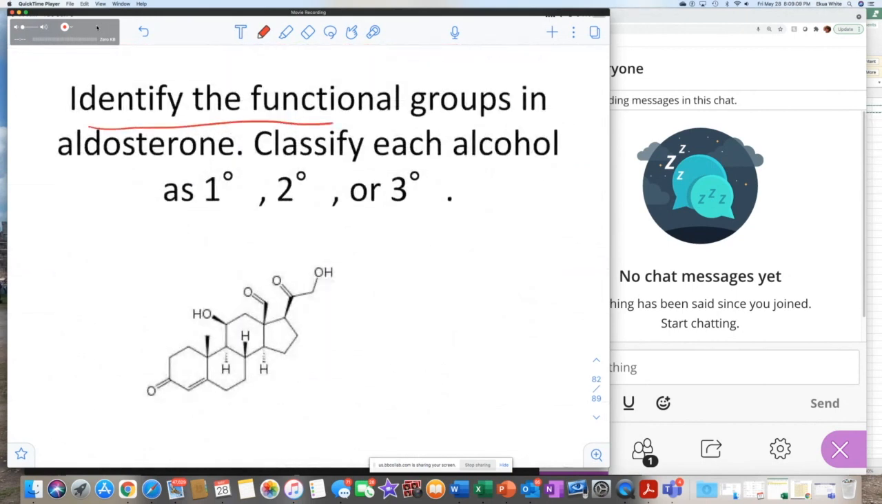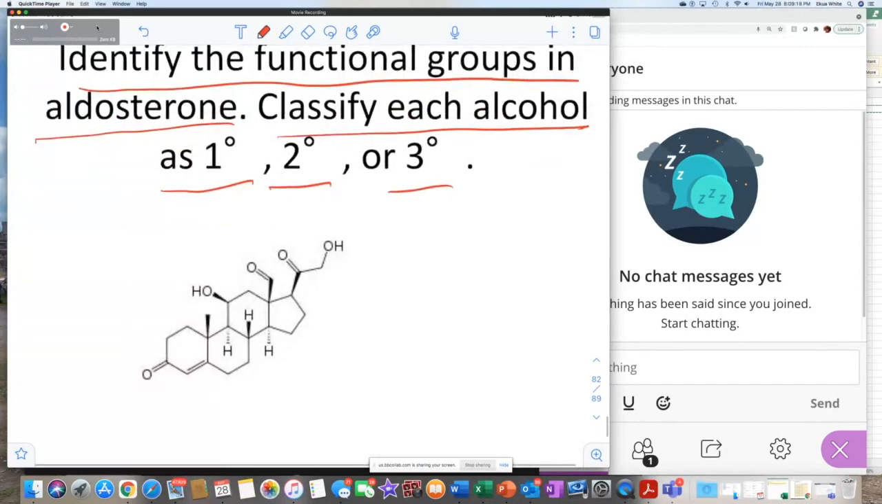Anyway, identify the functional group in aldosterone. Classify each alcohol as primary, secondary, or tertiary. Okay, so I have an alcohol here. Let me find my carbon. This is my alcoholic carbon. It's attached to one of the carbons, so that would be primary. Oh, I have an alcohol here. This is my alcoholic carbon. It's attached to two other carbons, so this is going to be secondary. Oh, I wrote this too big. Secondary. So I have a primary alcohol, secondary alcohol here.